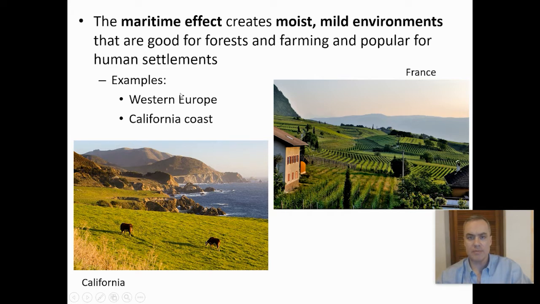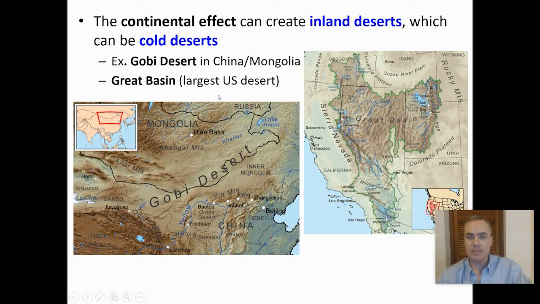So Western Europe and the coast of California, for example, are places that people like to live, and they're dominated by the maritime effect. By contrast, the continental effect can create inland deserts far from the ocean. And they can be hot or they can also be cold. And that's because that ocean air just doesn't make it that far into the middle of the continent.